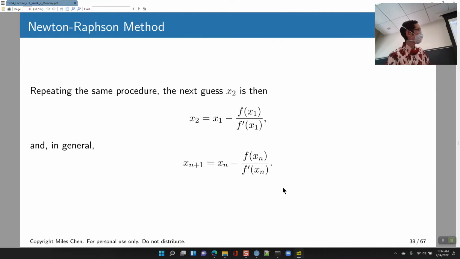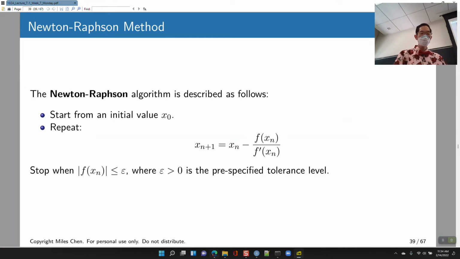And so, more generically, at any time n, the next value, x at time n plus 1, is the current value, x at time n, minus f of xn divided by the slope f prime at xn.